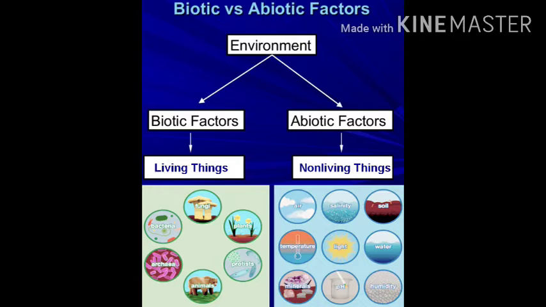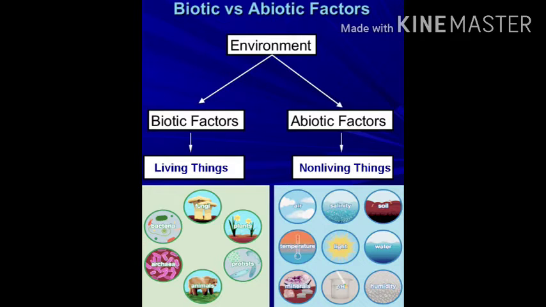Now see, this picture is given, the mind map. The first one, biotic factors. Living organisms in our environment are called biotic factors. That is living things. Example, lion, plantain, dove, human beings, etc. So all living things are included in biotic factors.